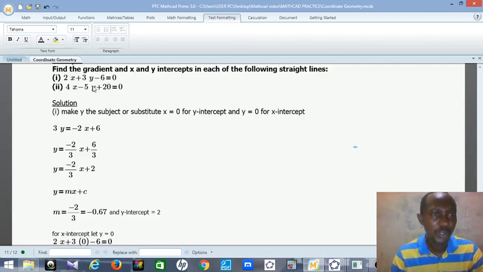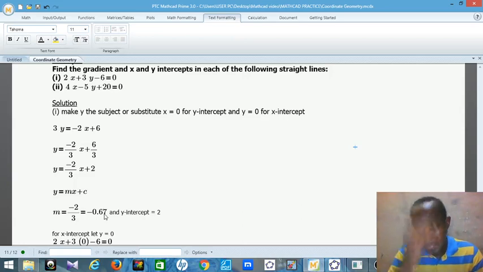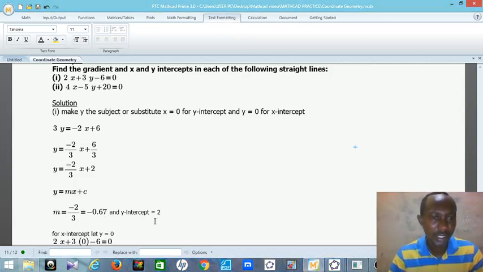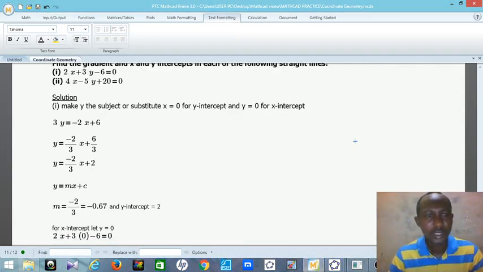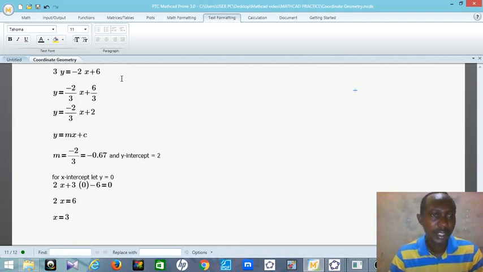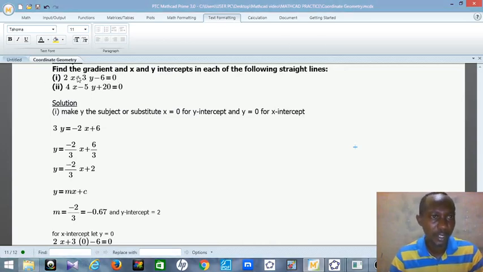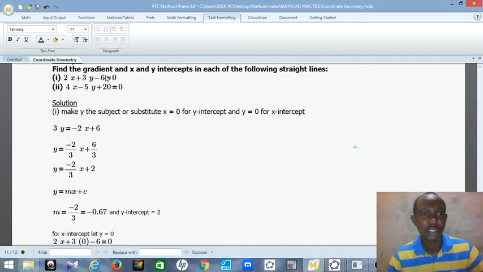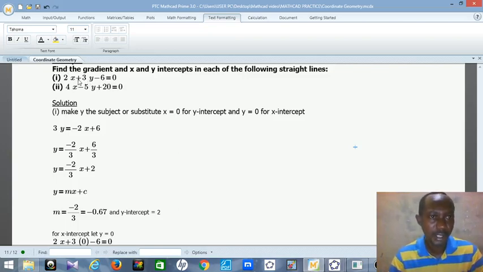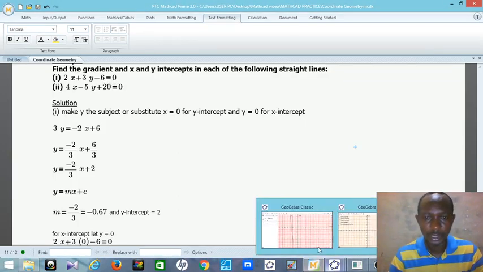But before we go, let me also use the graph to show you the answers we got so that you compare our answers. Gradient is minus 0.67. Y-intercept, that is where the graph crosses the y-axis, is 2. And the x-intercept, we got it as 3. Let me show you the graph of this equation so that you know what we are talking about. Nobody wanted to plot the graph in solving this question because of time, but let me just show you to compare our answers. So I have 2x plus 3y minus 6 equal to 0. Let me show you on the graph paper.